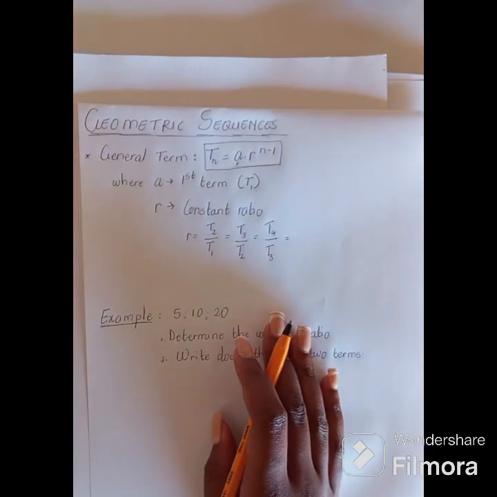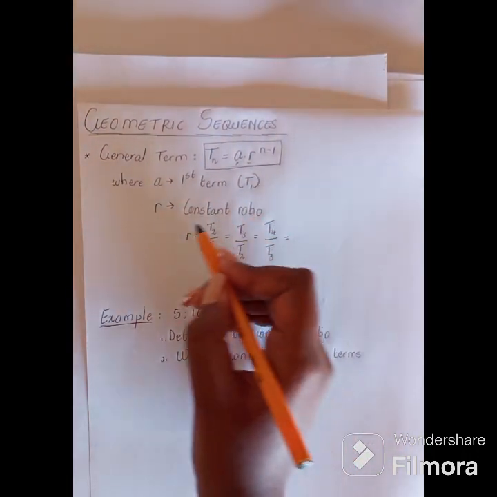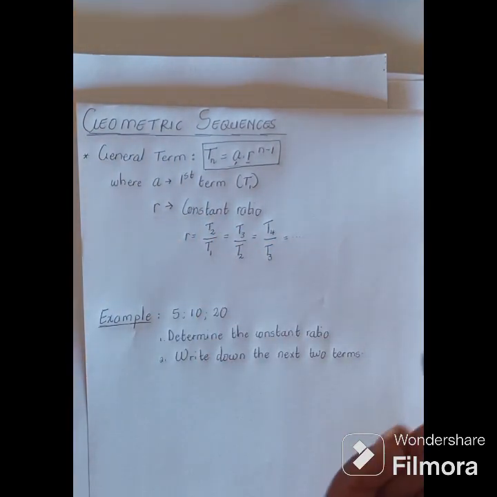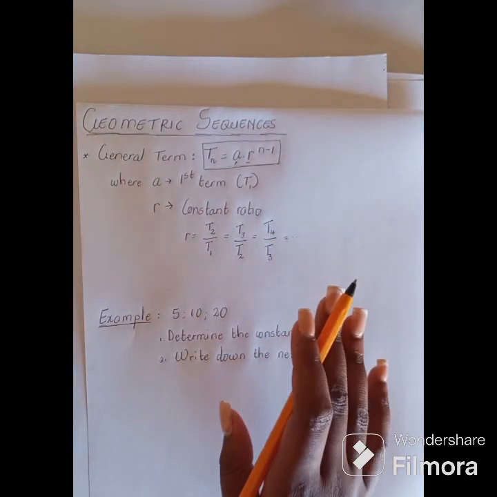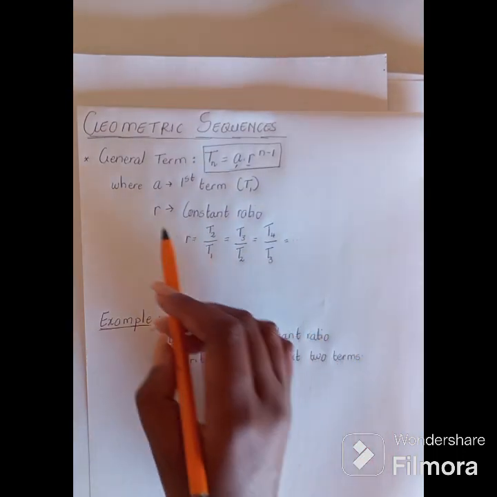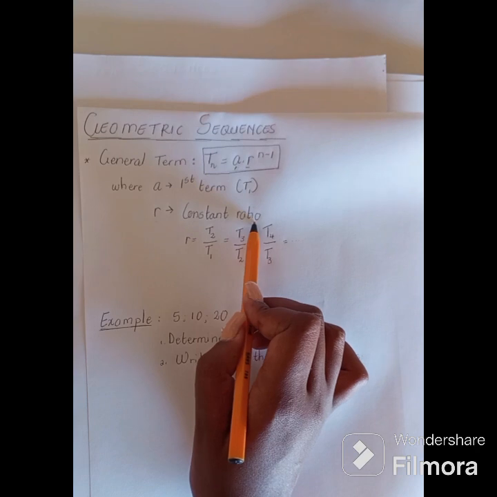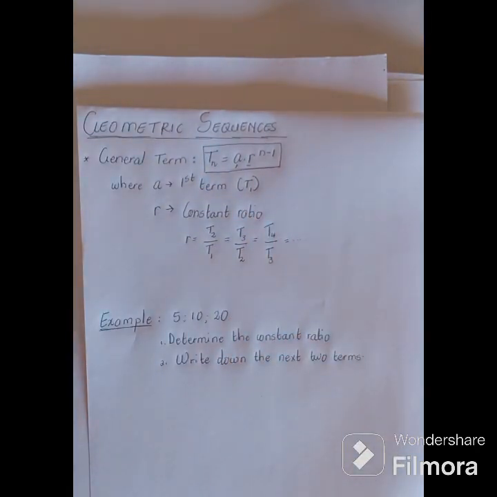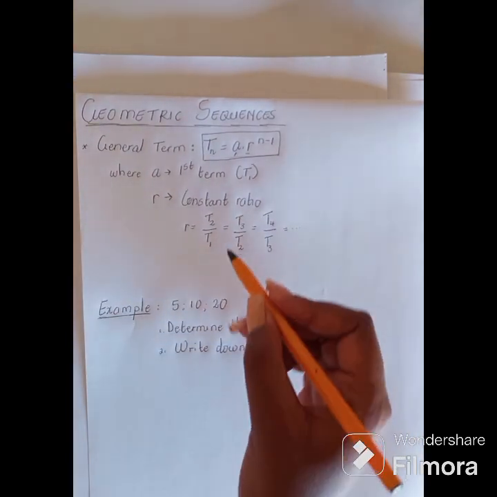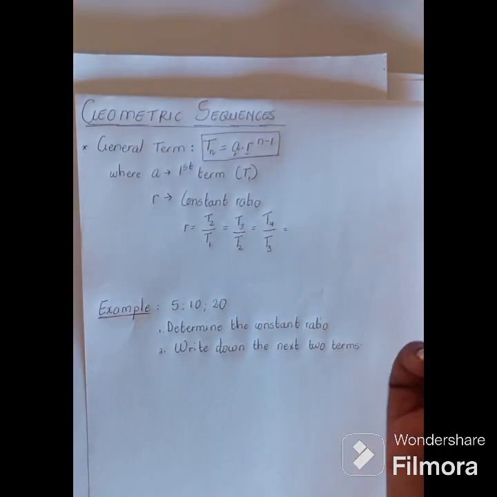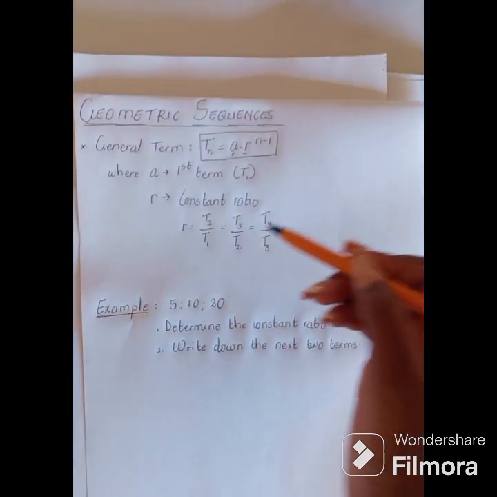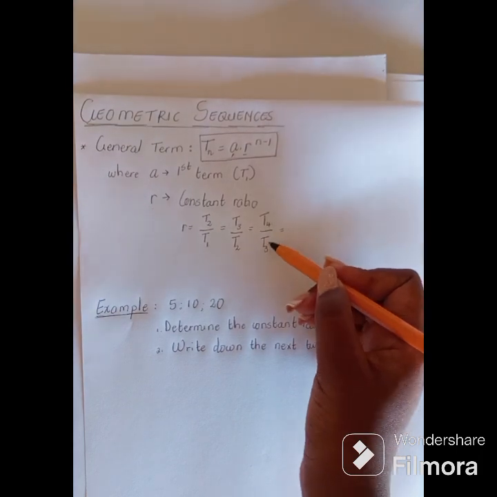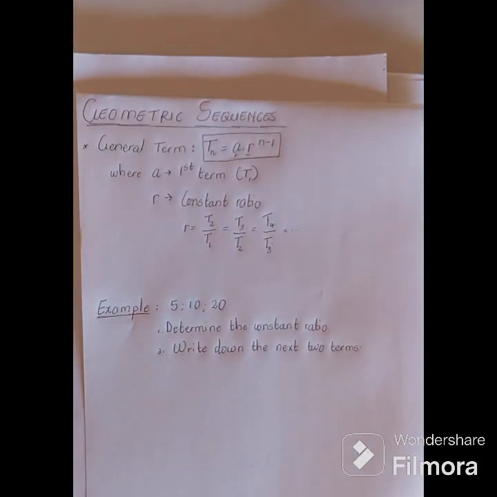And then we also have R there. Now this R is a new constant that we are coming across in grade 12, but R simply stands for the constant ratio. Remember that in arithmetic sequences, we had a constant difference. Here, we are no longer dealing with the difference, we are dealing with the ratio. So the constant ratio is given by T2 over T1, or you can use T3 over T2, or T4 over T3, depending on what you are given.